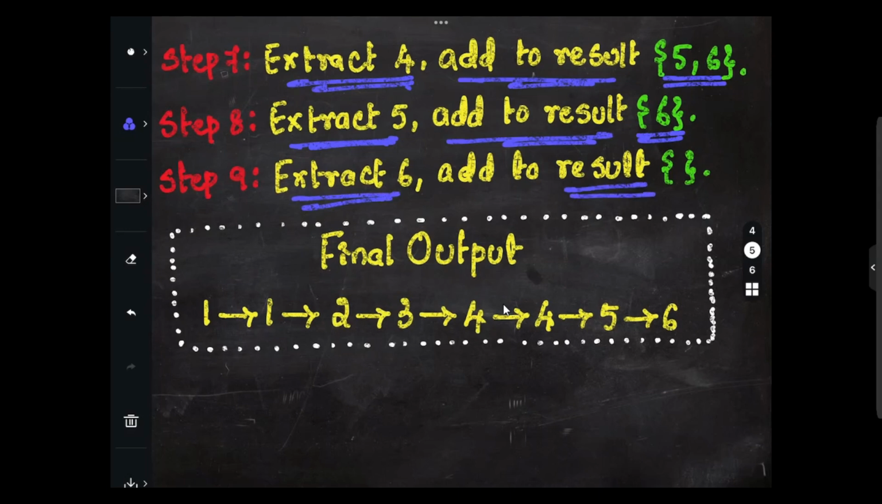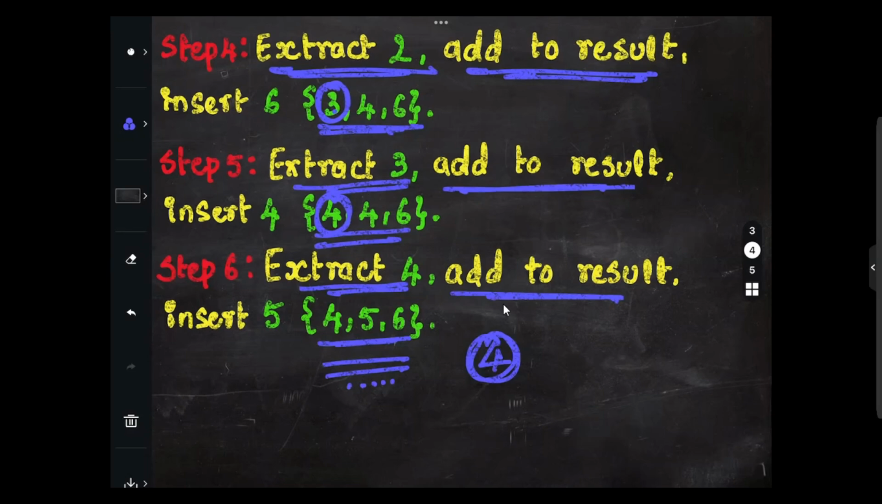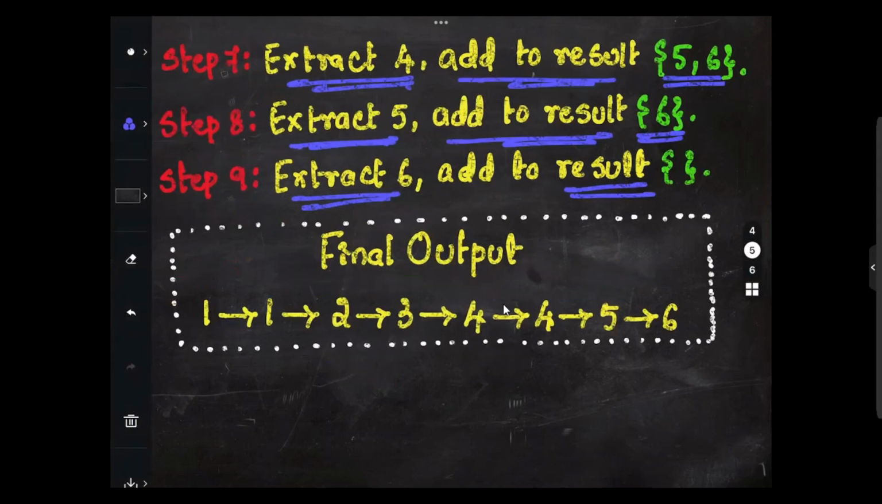Now this is empty. Until the PQ is empty, we have to carry on each step. So the output is whatever we extracted step by step, stored in the result. First is 1, 1, 2. Here on this page you can see 1, 1, 2, 3, 4, 4. Finally, 5, 6. So 1, 1, 2, 3, 4, 4, 5 and 6.